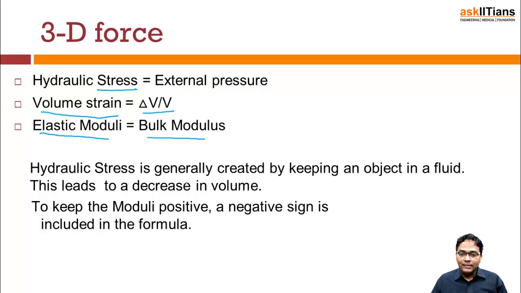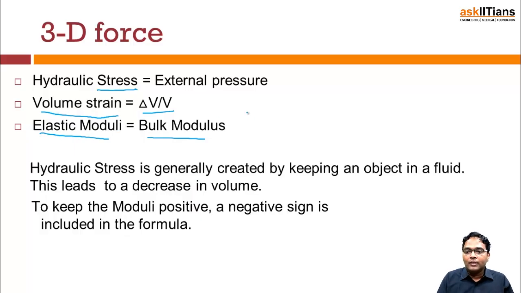So hydraulic stress is generally created by keeping an object in a fluid. If we keep an object in a fluid, that is going to result in a decrease in the volume. So to keep the moduli positive, you basically take a negative sign. For instance, let's take any ball, a kind of rubber ball or a plastic ball, and put it inside water. The ball is going to shrink in volume, right? So its volume is going to decrease, because the water will try to push from all sides. When the water pushes from all sides, as a result there is a change in volume.